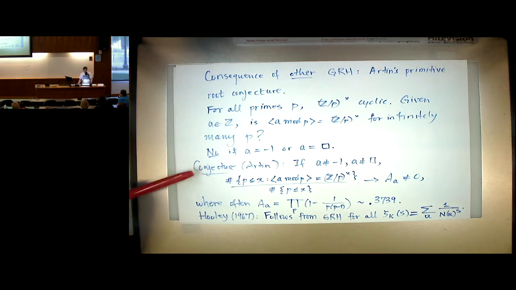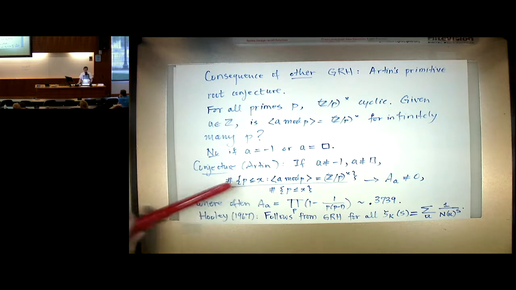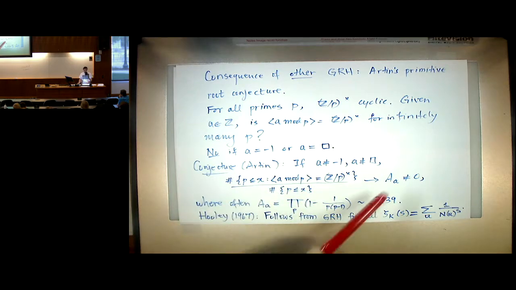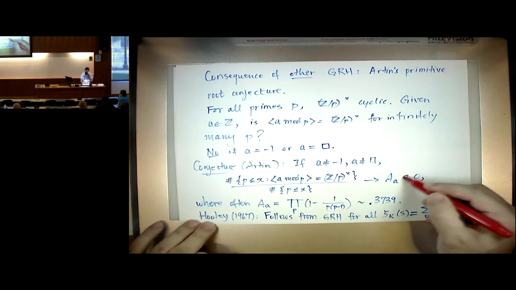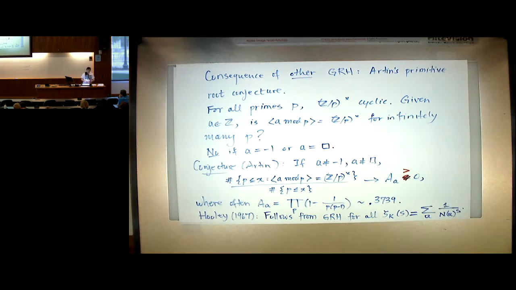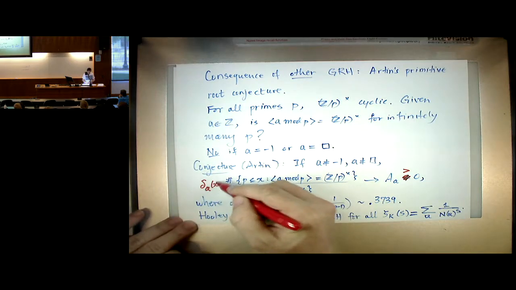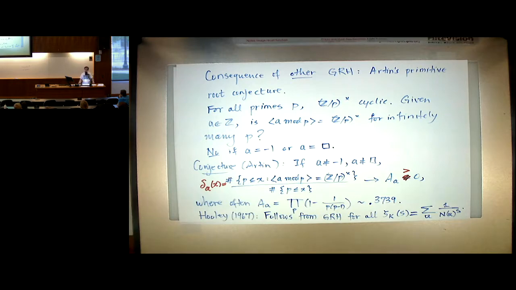And so Artin conjectured that these are the only exceptions. Every integer that is not minus 1 and not a perfect square will generate the non-zero numbers mod p infinitely often. In fact, there will be a definite positive proportion of such primes. The number of primes up to x for which a is a generator, out of the total number of primes up to x, has a definite positive limit. Let me denote this as delta a of x, the density of primes up to x that make a mod p a generator. And this density often has the value given by this infinite product, which is around 0.37.